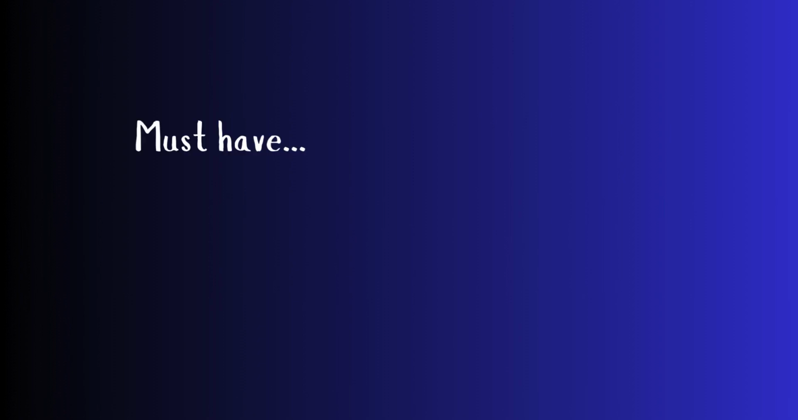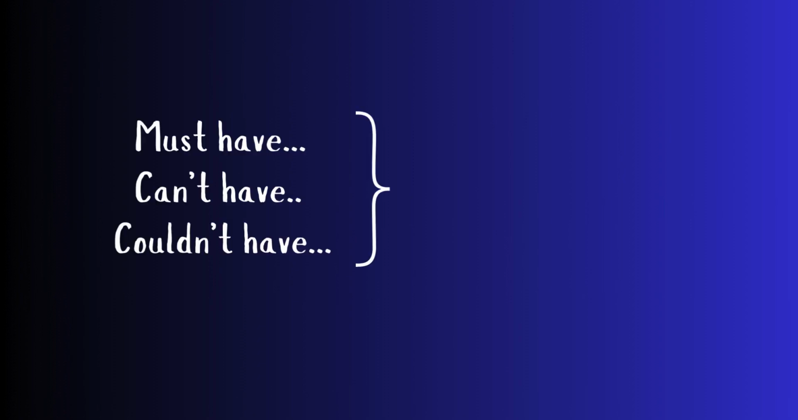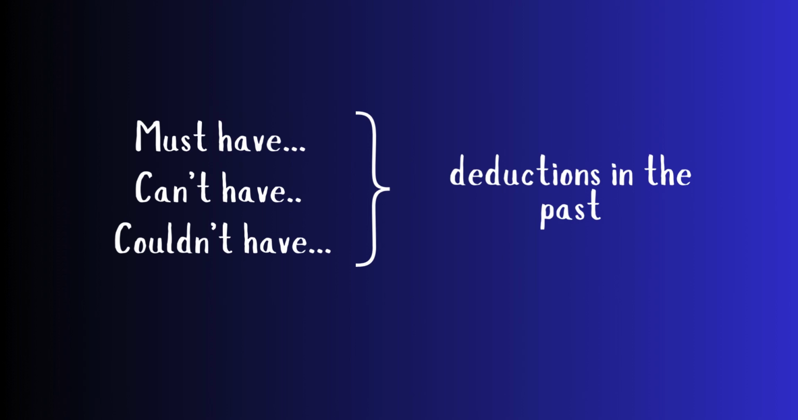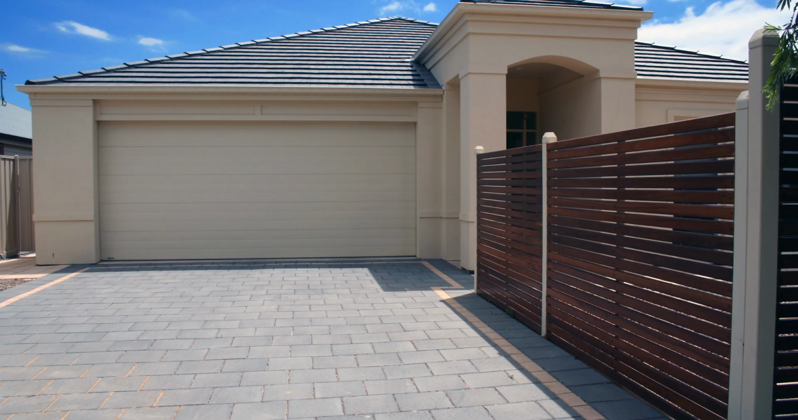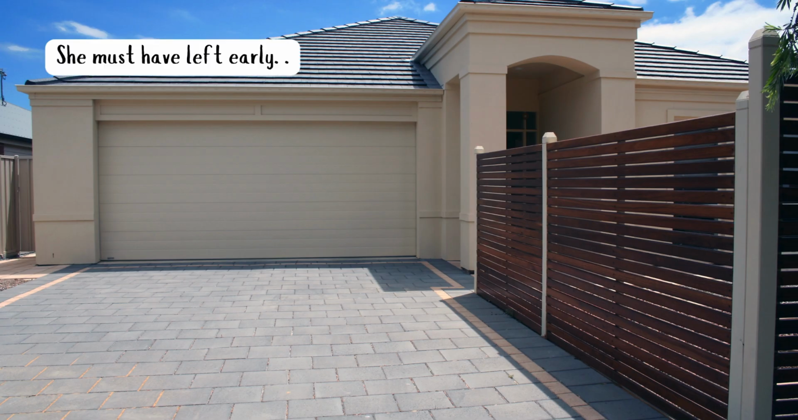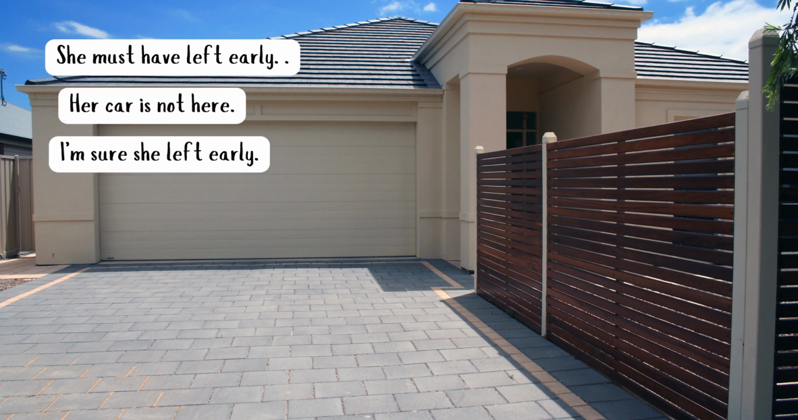Must have, can't have, and couldn't have are all used for deductions in the past. A deduction is a conclusion that you have reached about something because of other things that you know to be true or because of evidence. Must have is used when we are almost certain that something happened in the past. One example is, she must have left early. We've come to this conclusion because her car isn't here.